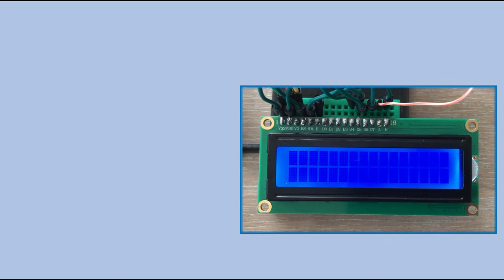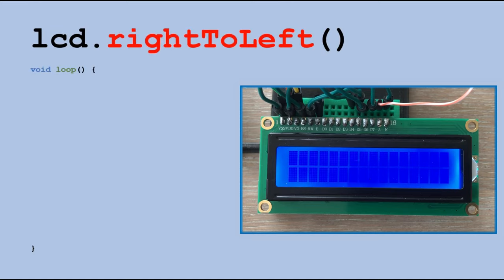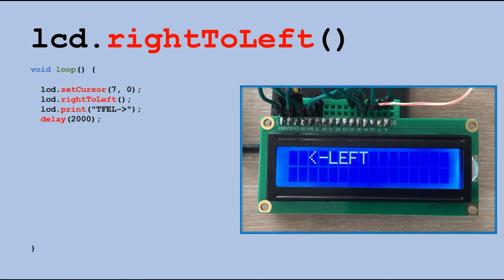We still have a few methods left to discuss, so let's create a sample program that will use all remaining methods we have not discussed yet. The first method is LCD rightToLeft. It sets the direction for text written to the LCD, so it is output right to left, where the default direction is left to right. Let's position the cursor in the middle of the top row and output the sample text. You probably ask yourself, what the hell is TFL? As you can see, the text is written in reverse and the word left is shown on the LCD.